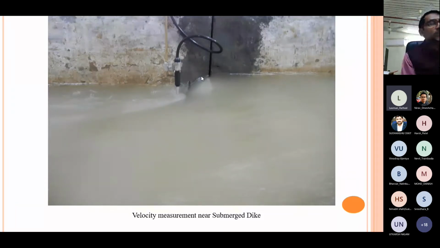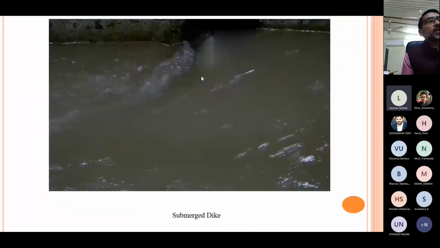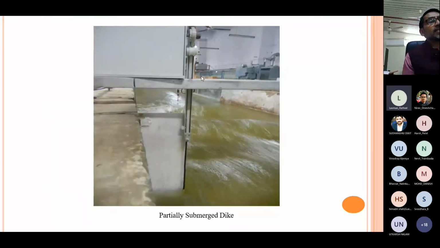Rushan, is that all right? Yes, sir. Thank you, sir. Probably you can get the difference between at least the submerged dike, this is one submerged dike, and the partially submerged dike. Yes, partially, sir.